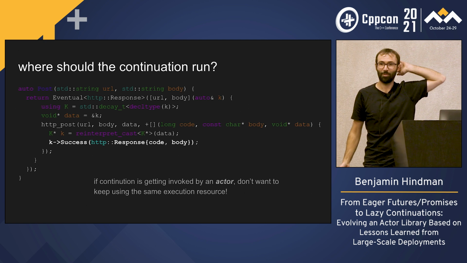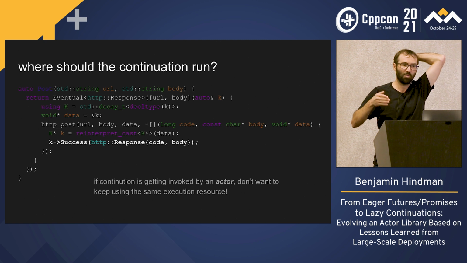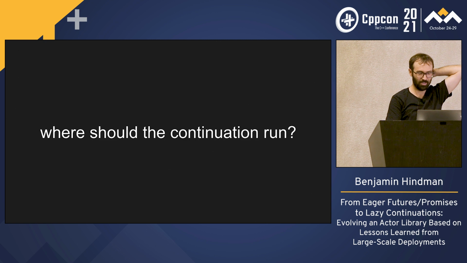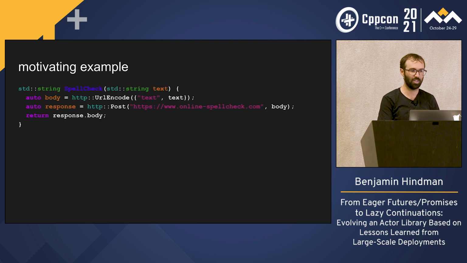The whole point of the actor model is that we execute something in the actor, but when we're executing code from some other actor, it's that actor that's going to execute that code, not us. So it raises this big question about where the continuation should run.